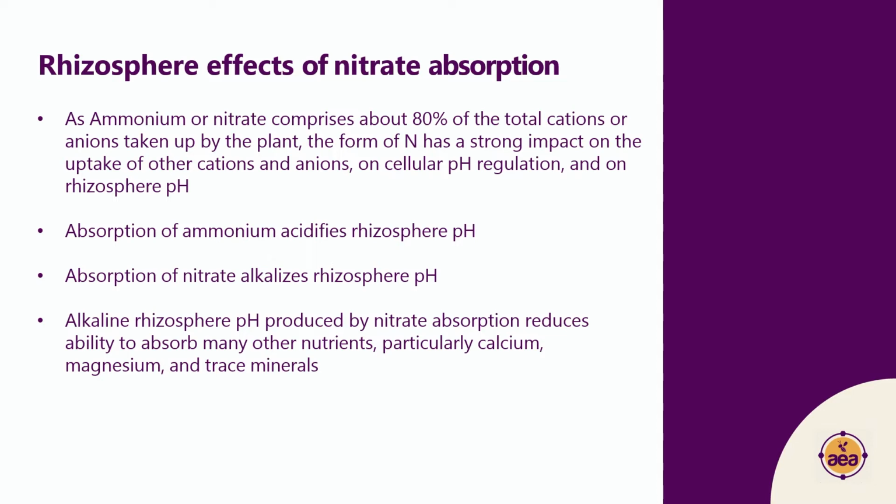Absorption of ammonium acidifies rhizosphere pH and generally leads to better absorption of other plant nutrients: manganese, zinc, iron, copper, phosphorus, etc. But the absorption of nitrate has the opposite effect. It alkalizes rhizosphere pH and results in reducing the absorption of many of these other trace minerals. This is particularly true of calcium and magnesium and the trace minerals.